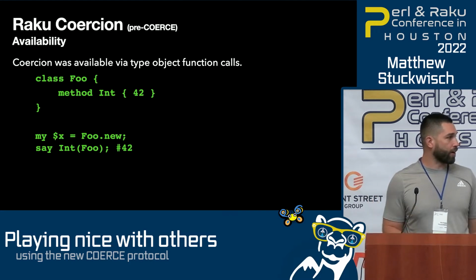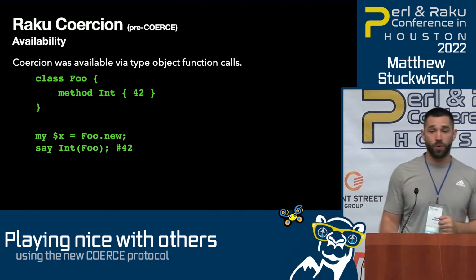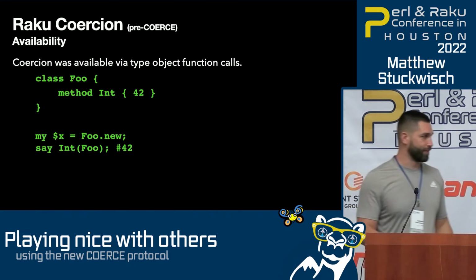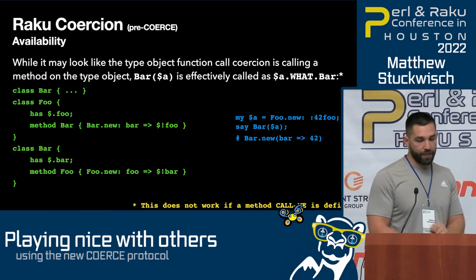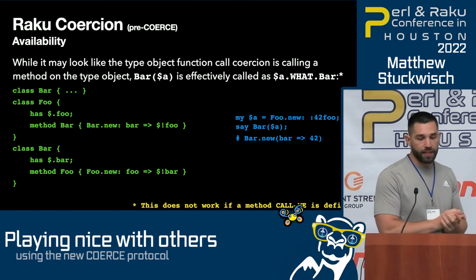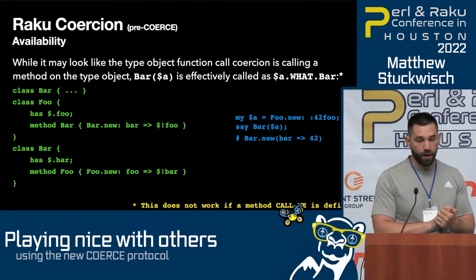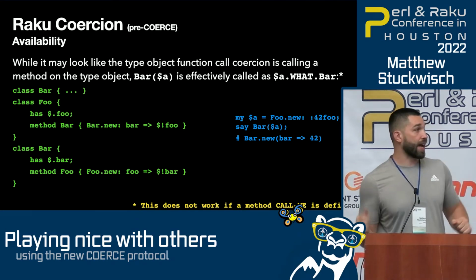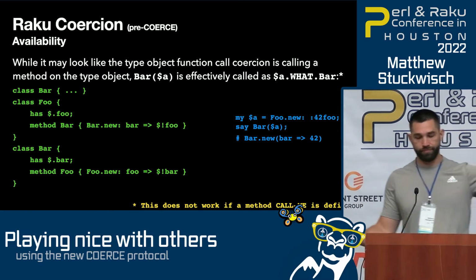So we write our class. We say, hey, I'm writing my class Foo, and I know how to coerce into an Int. Awesome. And then this one says, while it may look like the type object function call coercion is calling a method on the type object, bar(a) is actually really calling a.what.bar. All right?